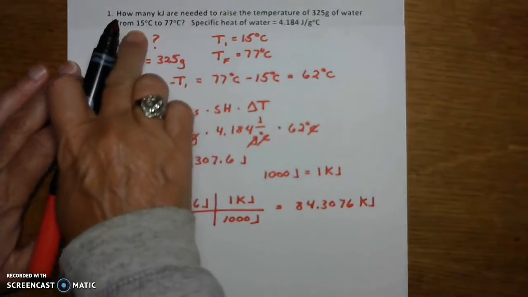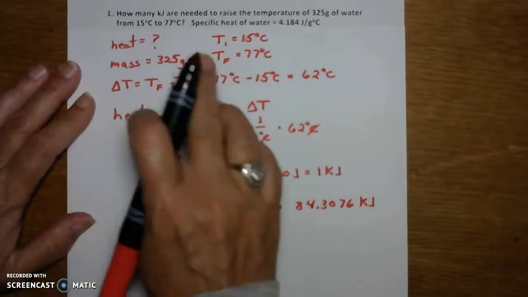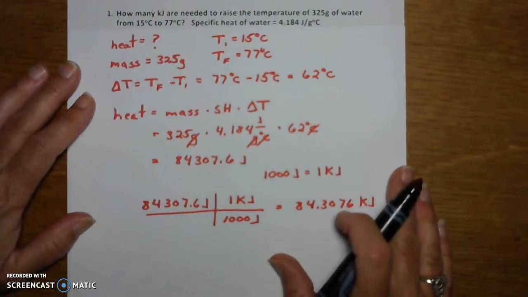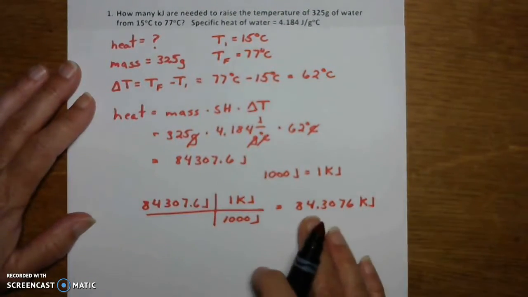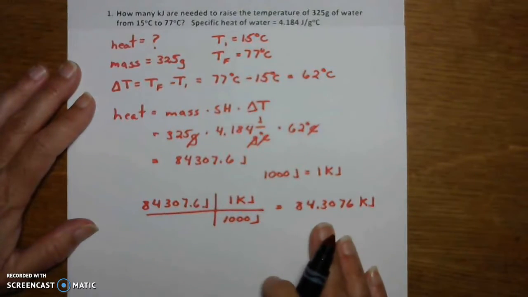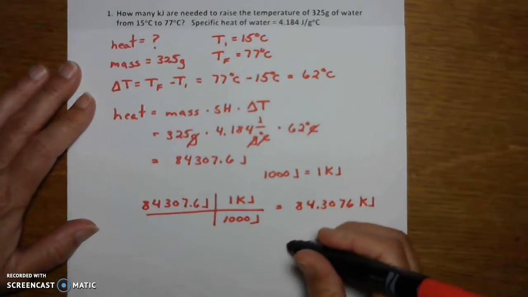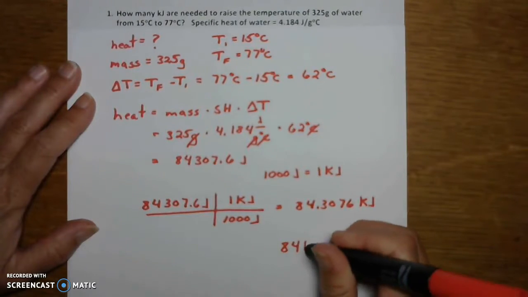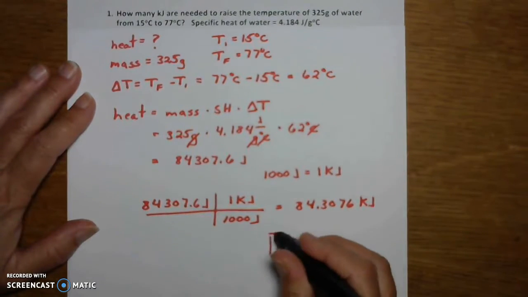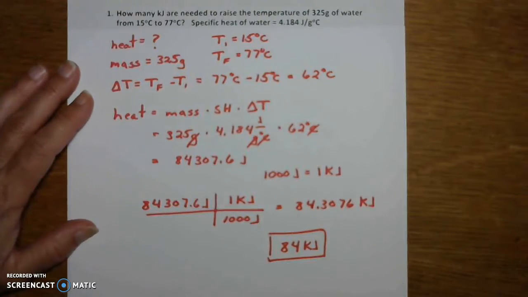Not quite done yet. Our problem here, the 15, the 77, they only have 2 significant figures. So we really don't want to report any more than 2 significant figures. So we'll round this to 84 kilojoules. And we'll put a box around it. That's our final answer.